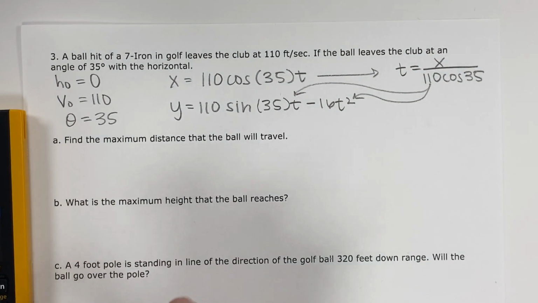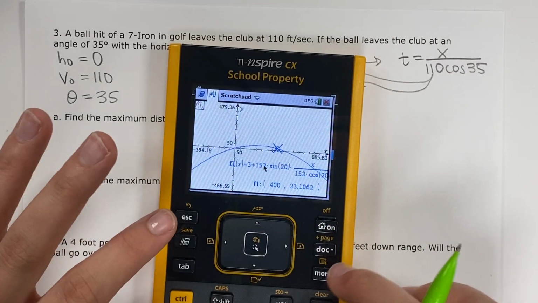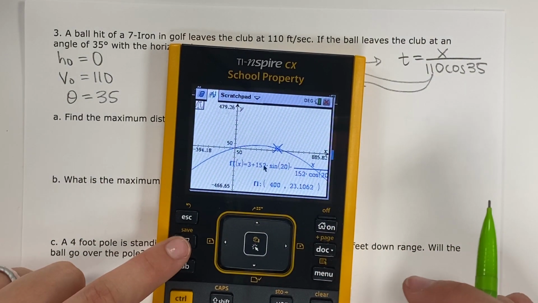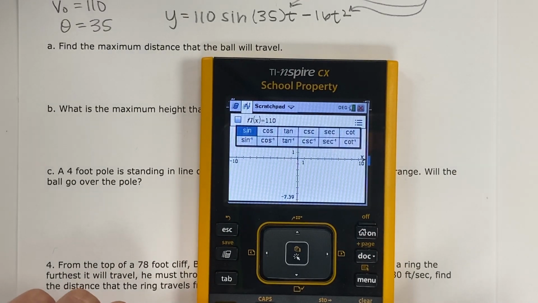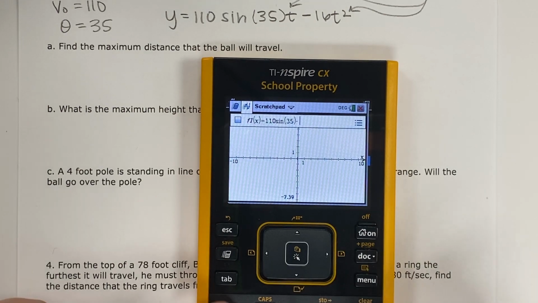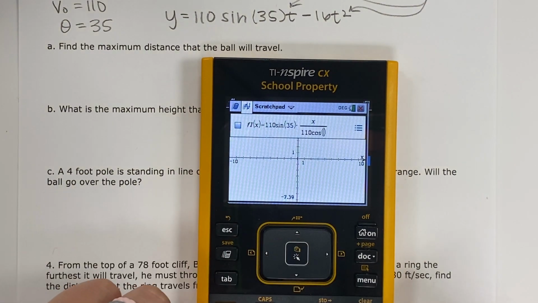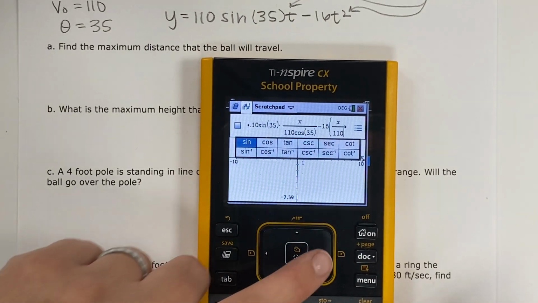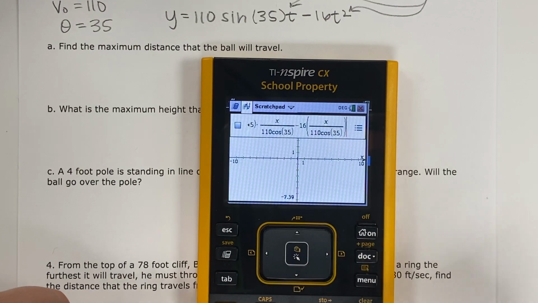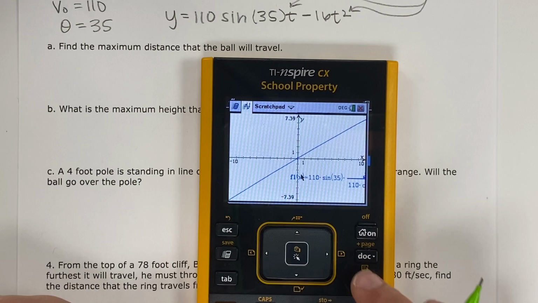I'm going to go ahead and do that because I can already see the next question is asking me max distance. Sure. Clear your graph, and let's graph. 110 sine 35 times x over 110 cosine 35 minus 16. Use parentheses. X over 110 cosine 35, close it before you square it. Zoom out.